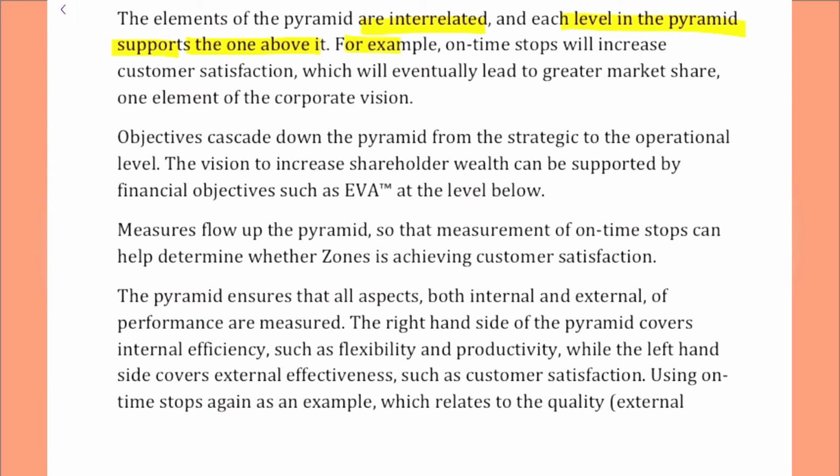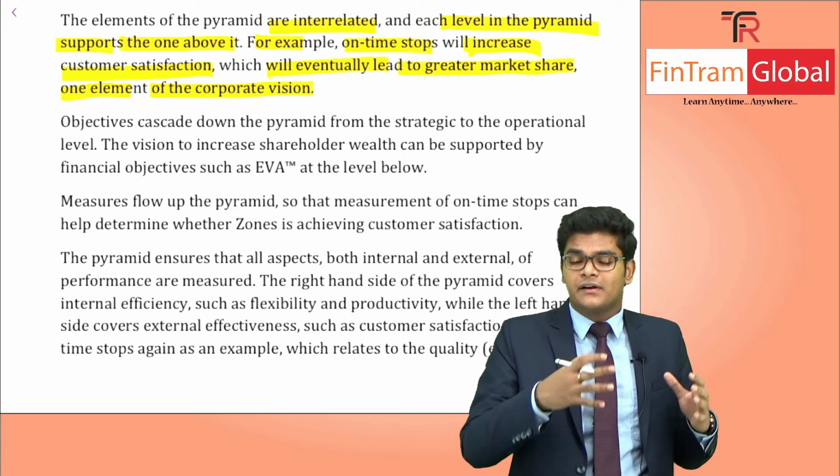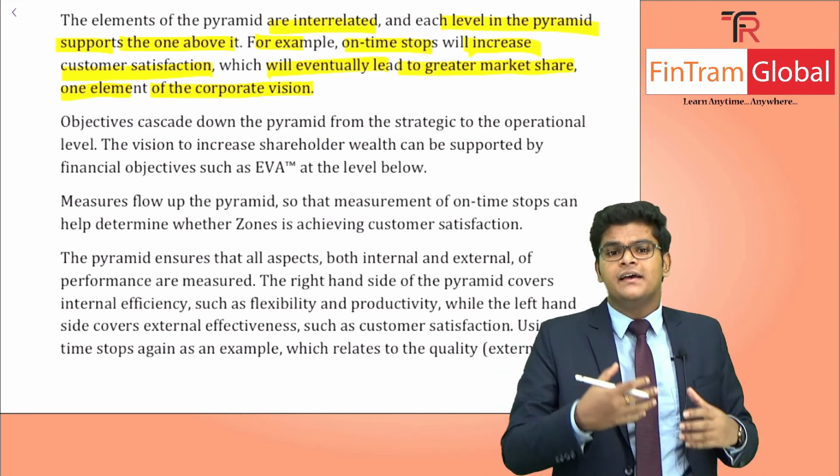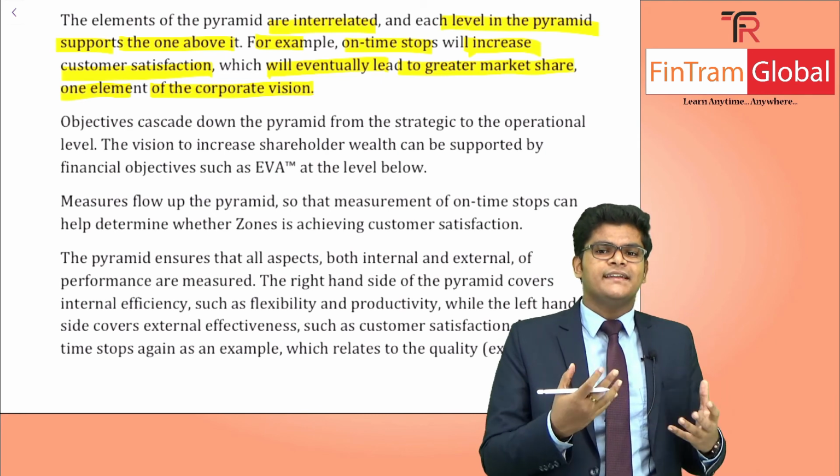How exactly will I do that? For example, on-time stops will increase customer satisfaction, which will eventually lead to greater market share, one element of the corporate vision. Okay, so now what have I done? I've explained how the performance pyramid can help Zones' company, isn't it? So how exactly can they help on that? So I've stated an example here.